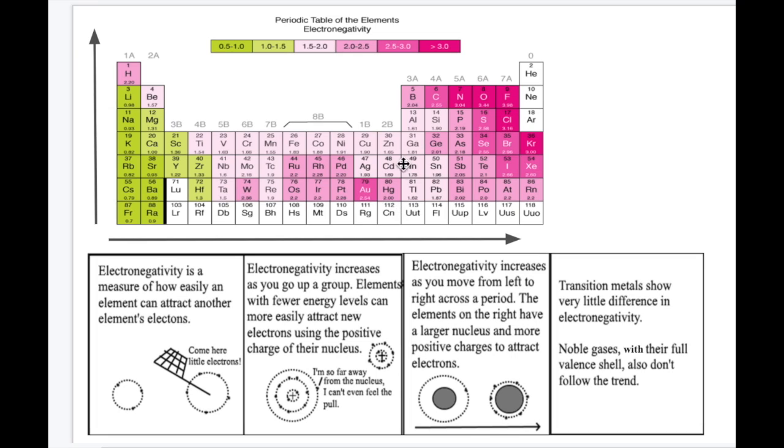All right. Notice here in the middle that there's kind of a strange pattern. It doesn't kind of fit with the rest. So transition metals, they show very little difference in electronegativity. Okay, so we kind of ignore the transition metals whenever we're predicting the electronegativity of different elements. And then also noble gases. We generally don't talk about them when it comes to electronegativity just because their outer shell is already full, so they're not going to attract any valence electrons to them in order to fill them, okay?